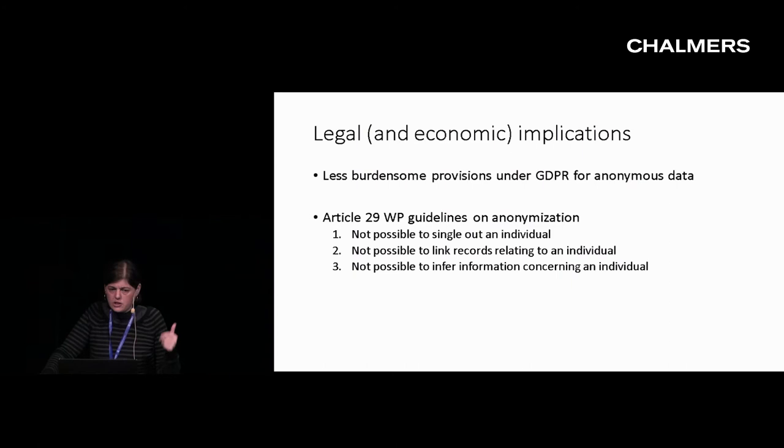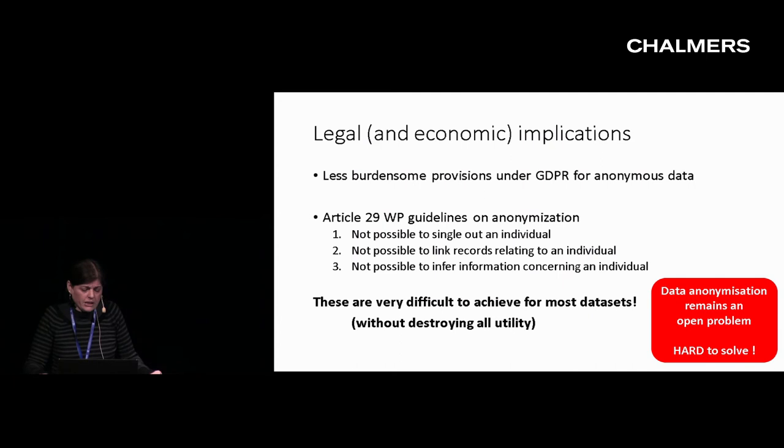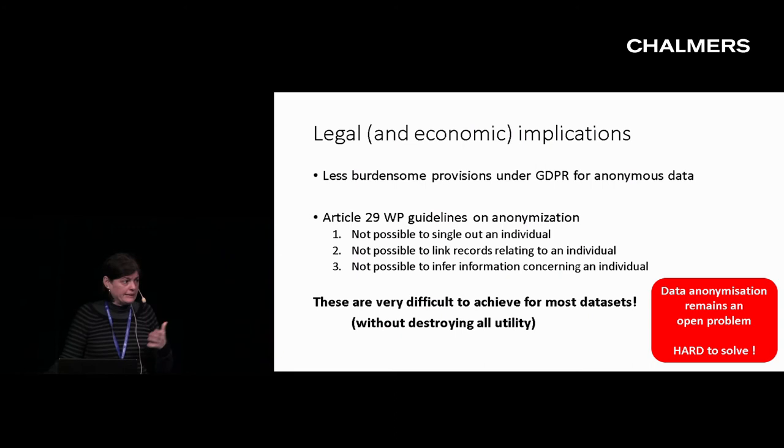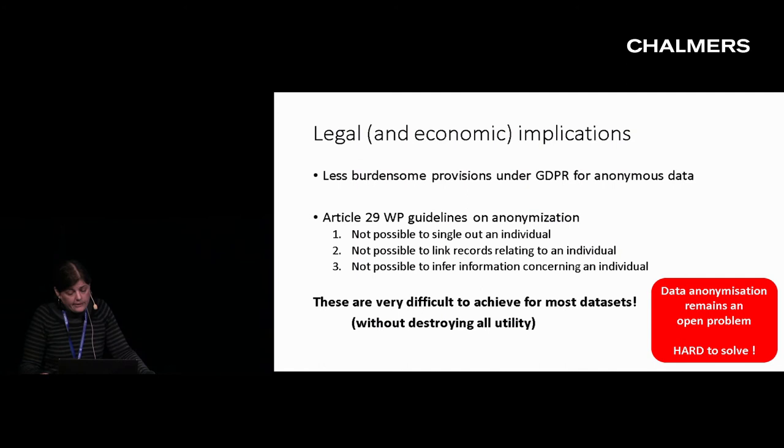This is actually, well, all three are very difficult to achieve. I think particularly the last one, not possible to infer information concerning an individual. The whole aim of big data is to make inferences. So if you are removing the possibility of making inferences, it's very difficult to have any utility left, right? So data anonymization is very hard. It remains, I would say, an open problem.